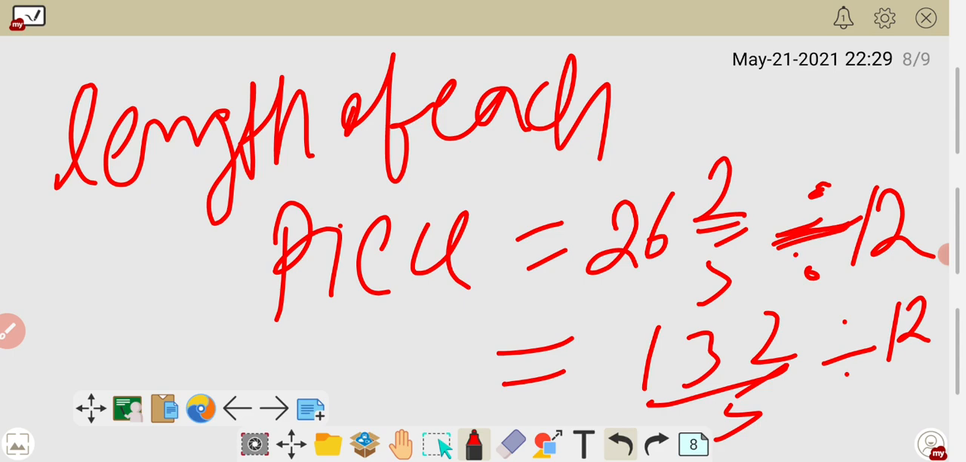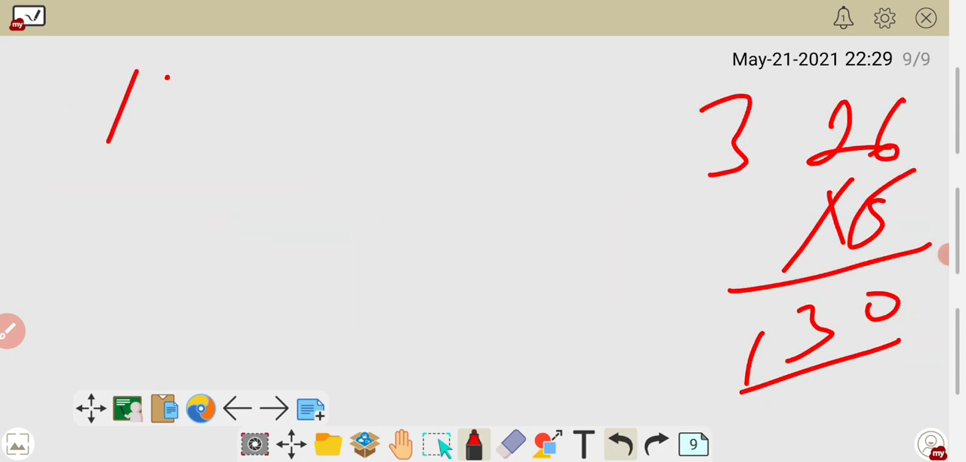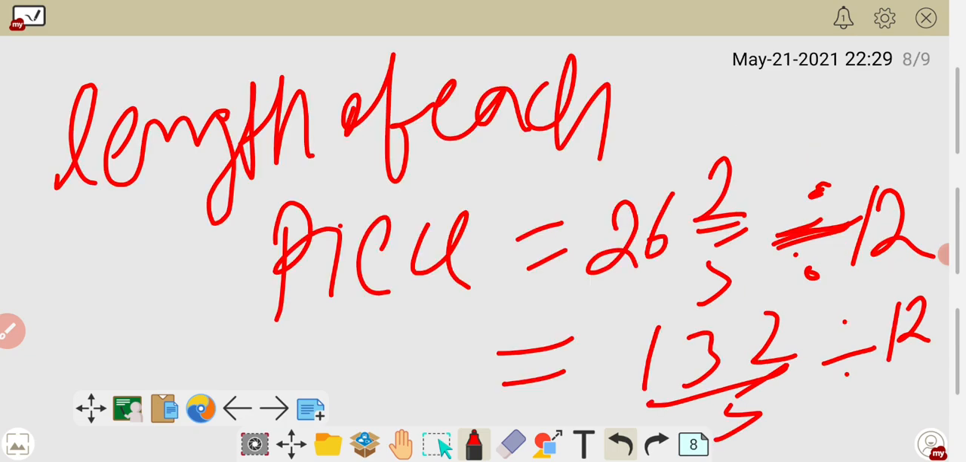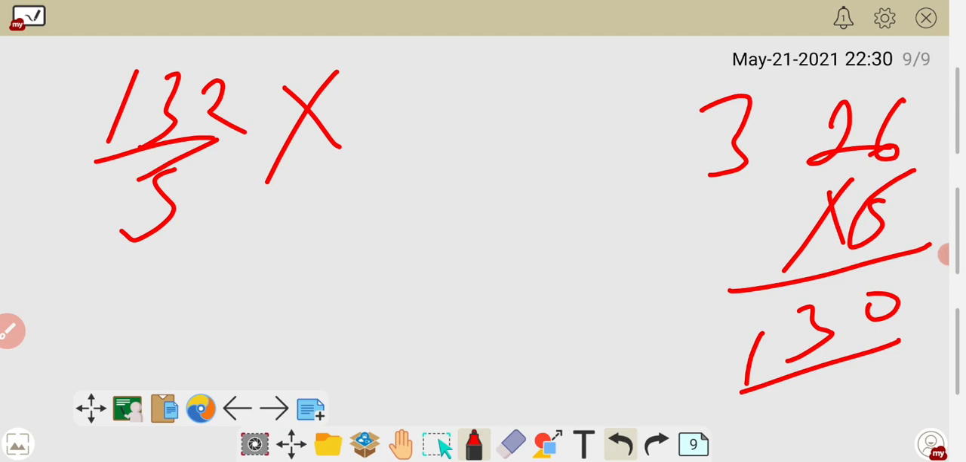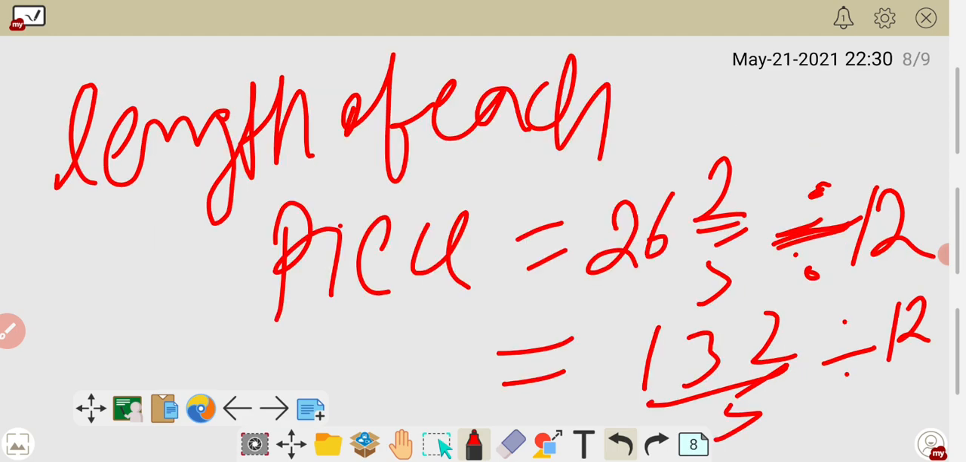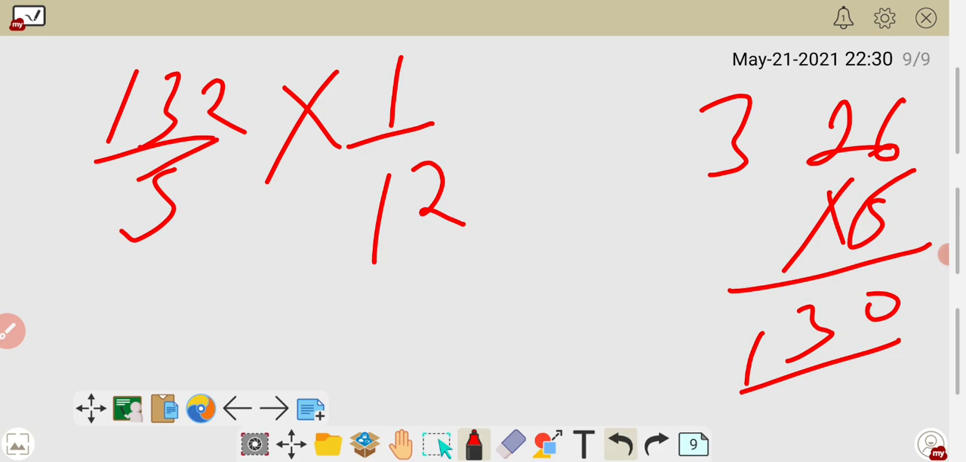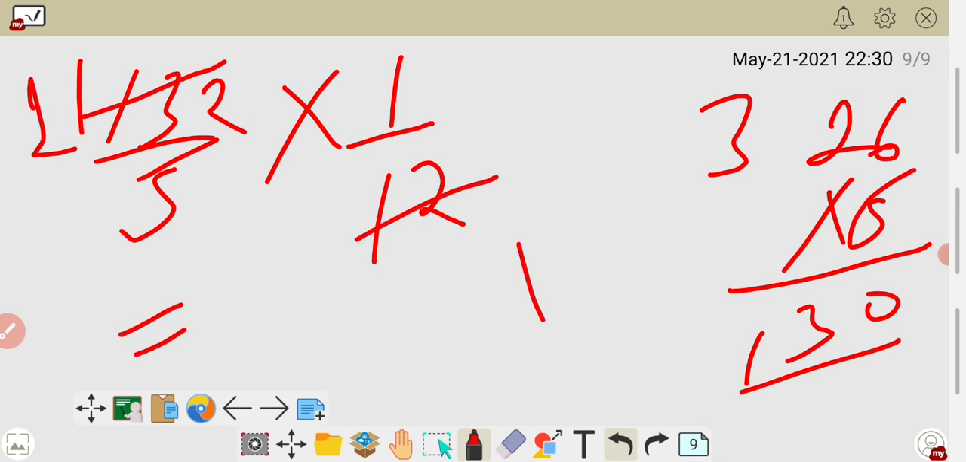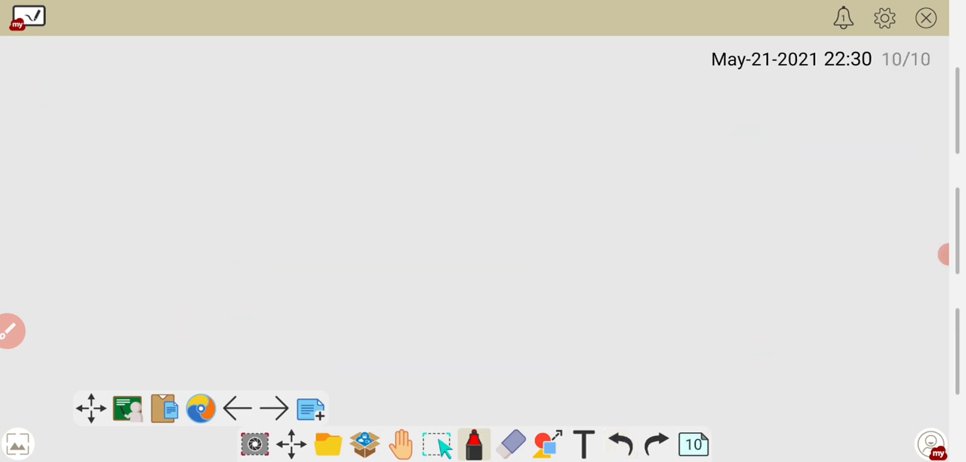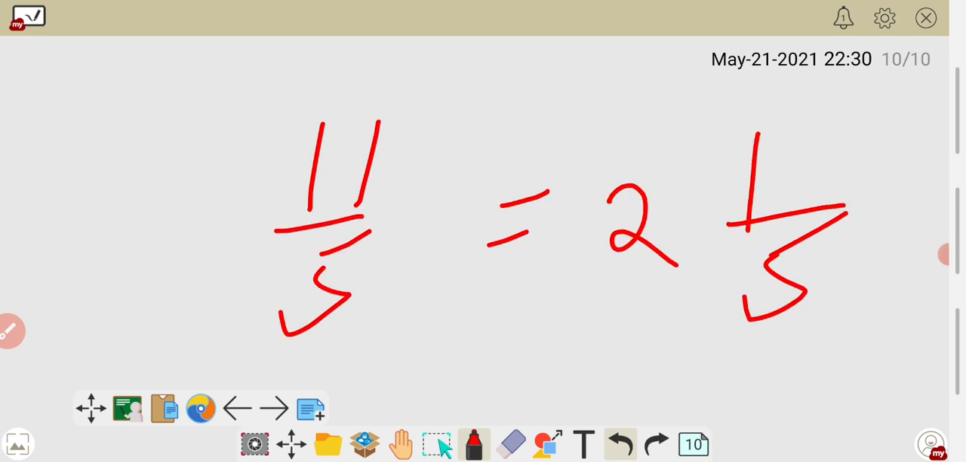Now just solve this one. 132 by 5; when you convert divide into multiply, then this number will reverse. So right here 1 by 12. Now 12 ones are 12, 12 ones are 12, carry 1, 12 ones are 12. You get here 11 by 5. Just convert into a mixed fraction. 5 2s are 10 and 1 as it is, 11. It becomes 2 1 by 5 meter. It is the length of each part.